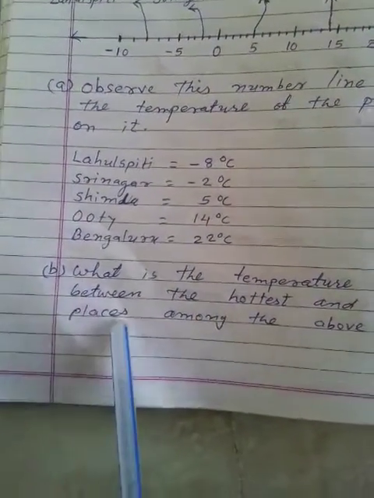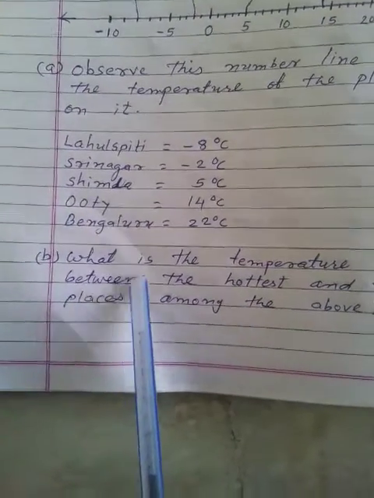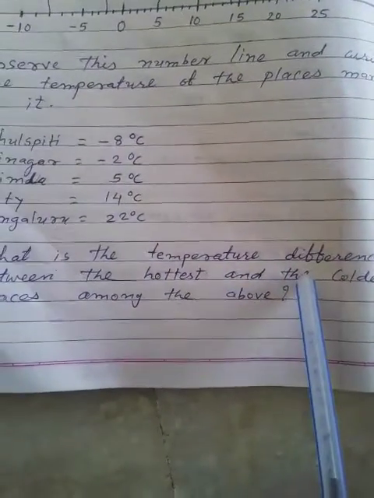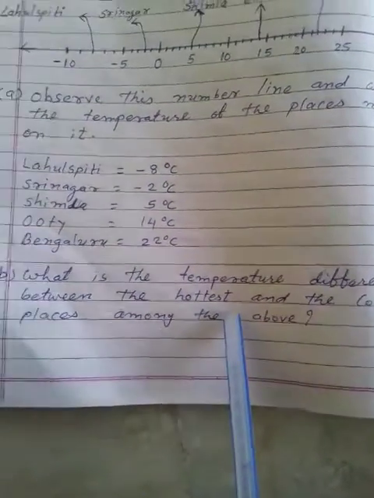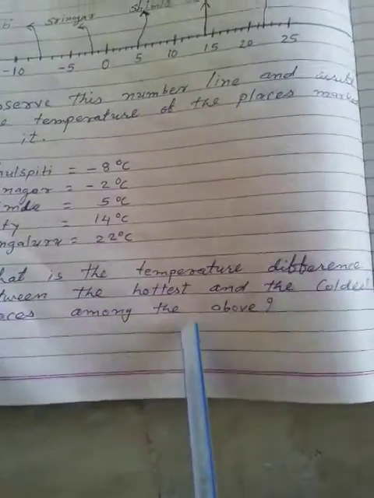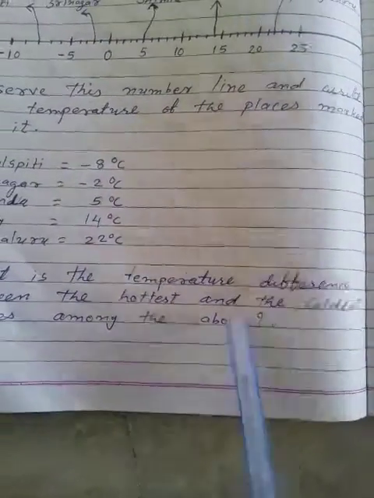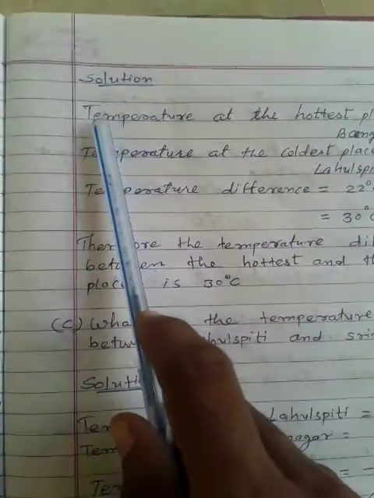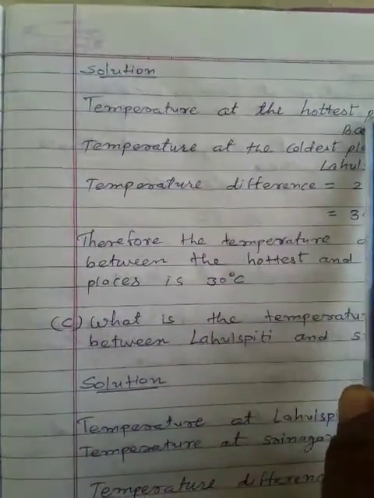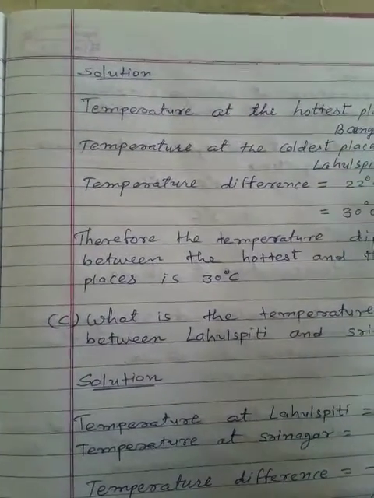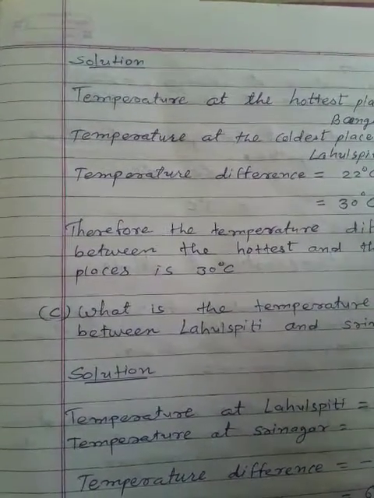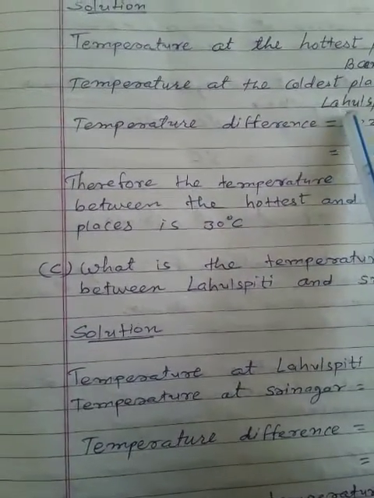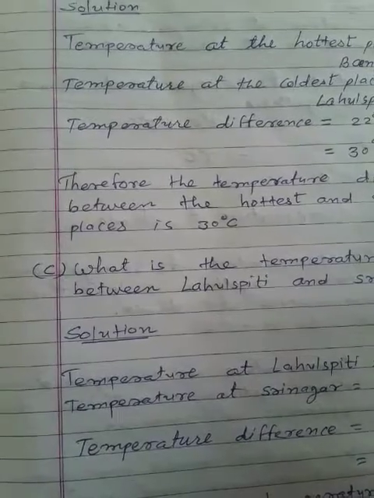Now another question, B. What is the temperature difference between the hottest and the coldest place among the above? Okay. Now solution. How do we solve this sum? Temperature at the hottest place, Bengaluru, is equal to 22 degrees Celsius. Temperature at the coldest place, Lahore Spiti, is equal to -8 degrees Celsius.